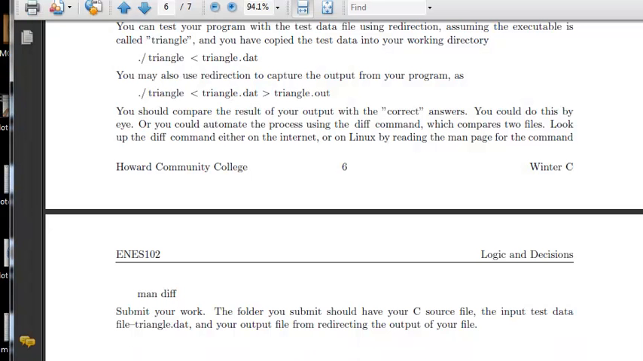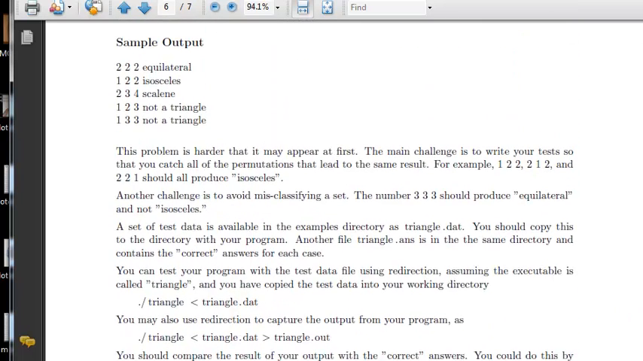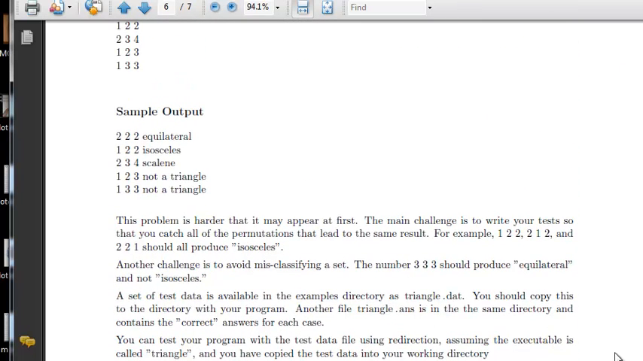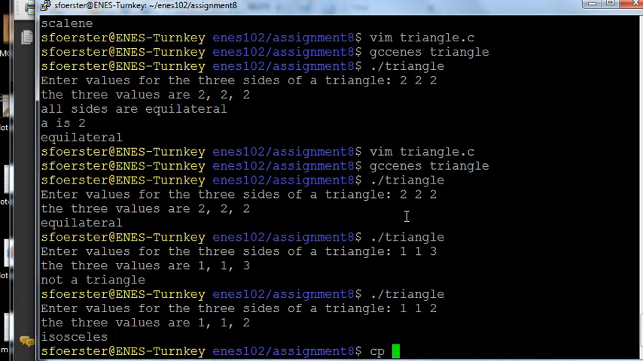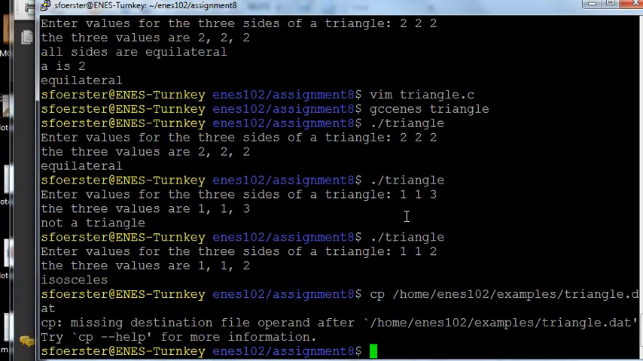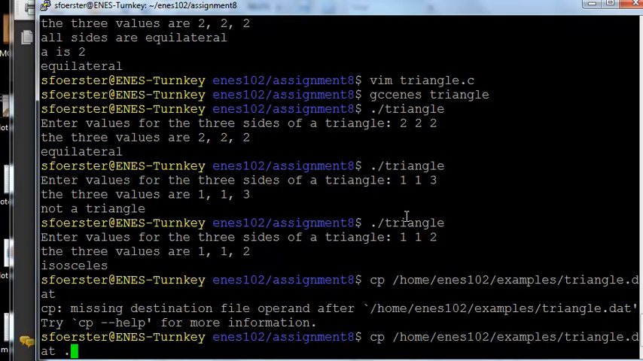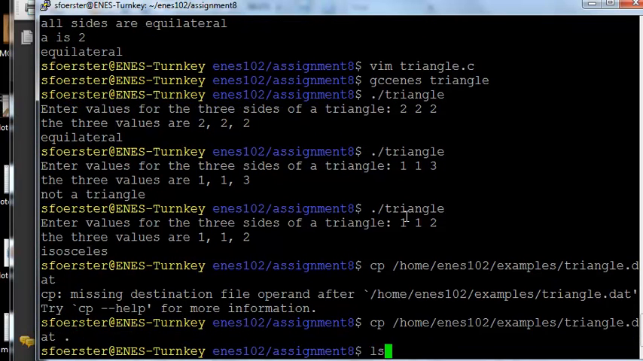Okay, I'm reading through the instructions right here, and it looks like he wants us to get a file called triangle.dat and then redirect it into our program. So let's try that for the moment here. So copy from home NES 102 examples triangle.dat, period. Alright.